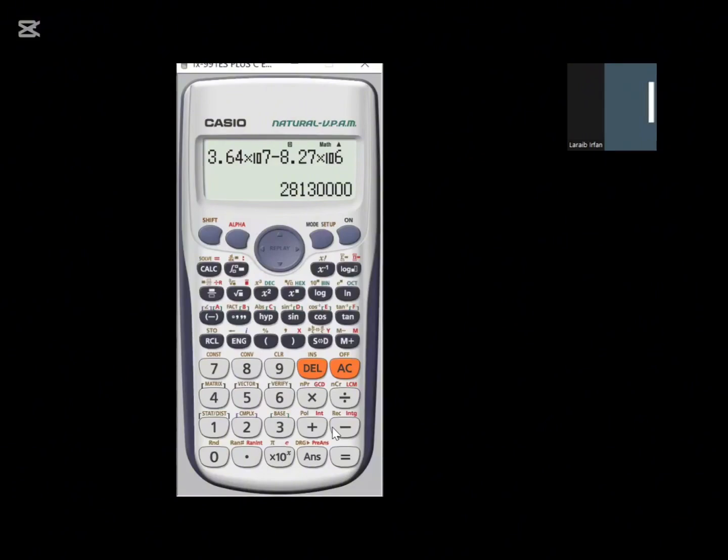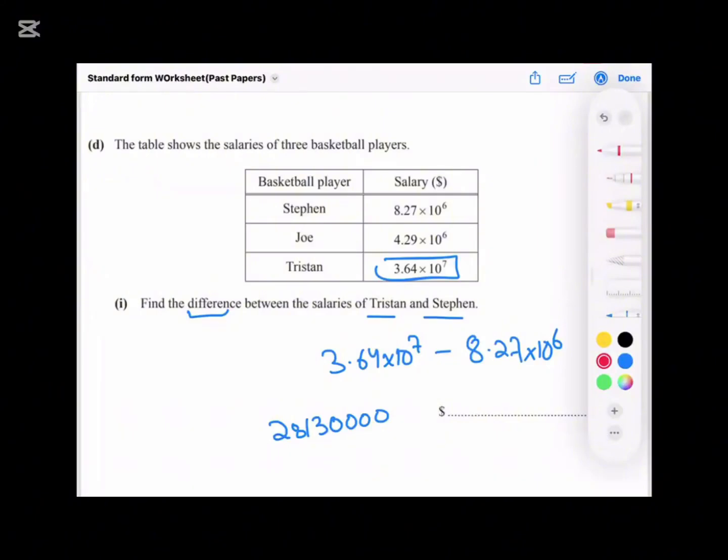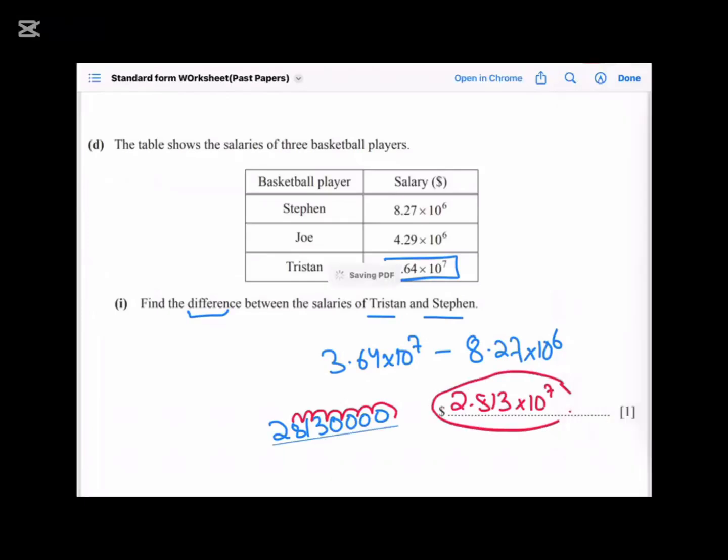So now I hope you are clear with this concept. The final answer is 28134000. Now I have to convert this into standard form. So 1, 2, 3, 4, 5, 6, 7. 2.813 multiplied by 10 to the power 7. This is the difference between these two salaries. Okay, I hope everything is clear.